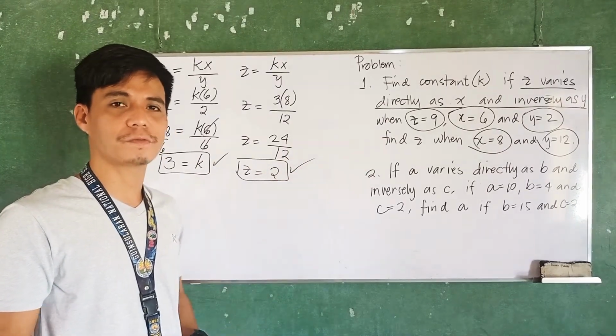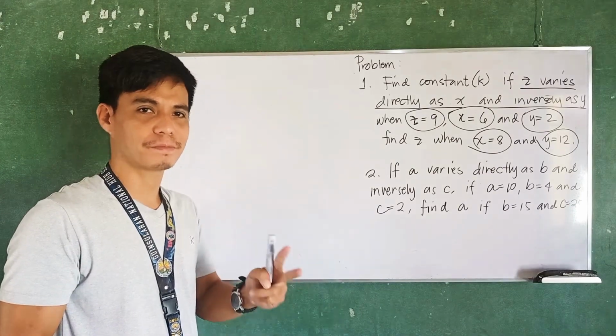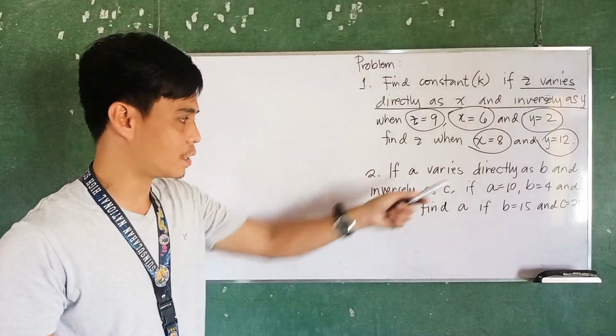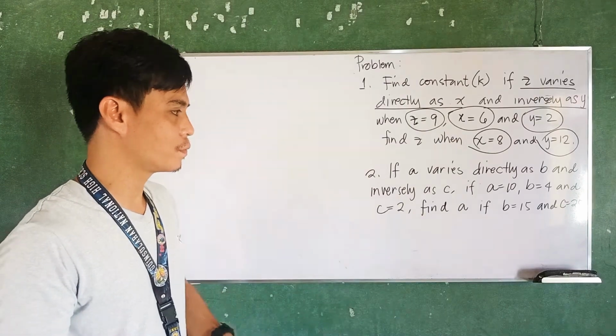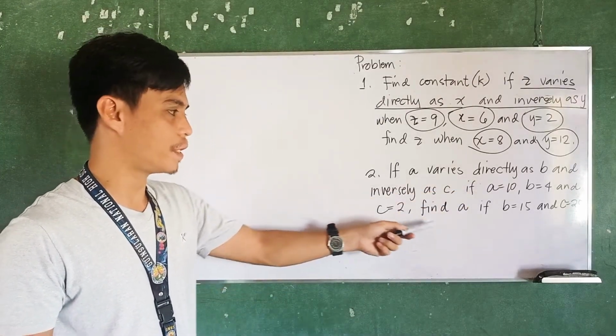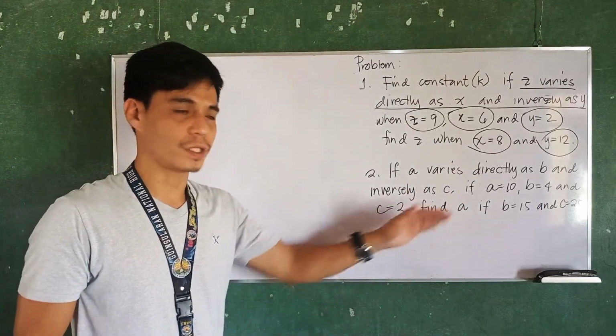I hope you follow and understand. Now let's go solve number 2. Okay, if A varies directly as B and inversely as C, if A is 10, B is 4, and C is 2. Find your A if your B is 15 and your C is 25.